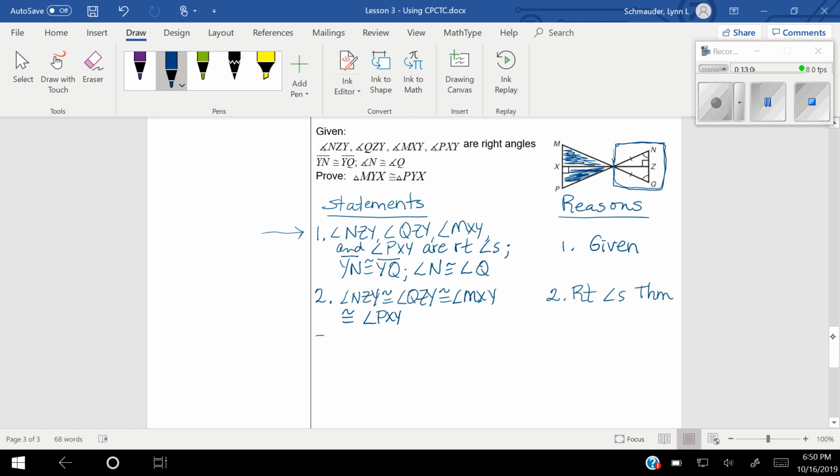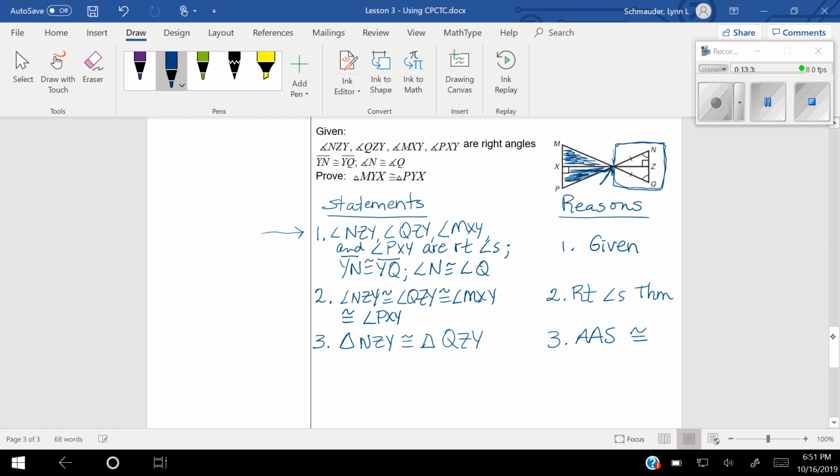So, boy oh boy, I think I already know the two little triangles are congruent, don't I? Let's put that down. Triangle NZY, that's the point where the two sets of triangles intersect, is congruent to triangle QZY. And of course I know that by angle side congruence.